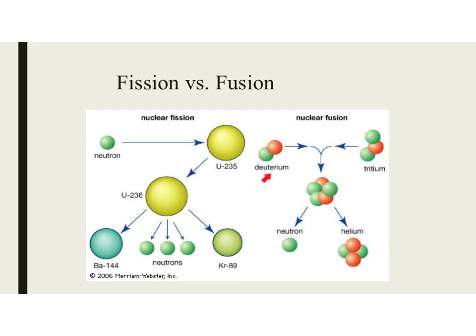Over here we have fusion. So two smaller nuclei combine to form a larger one. In that process, a neutron can be released and we have a larger, more stable nucleus.